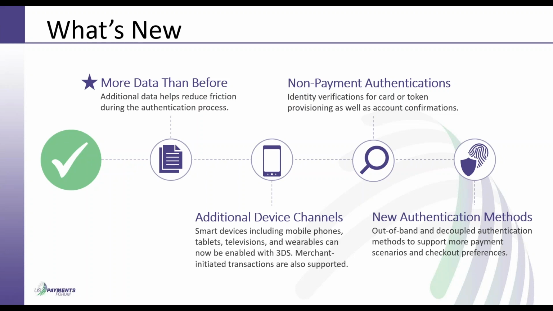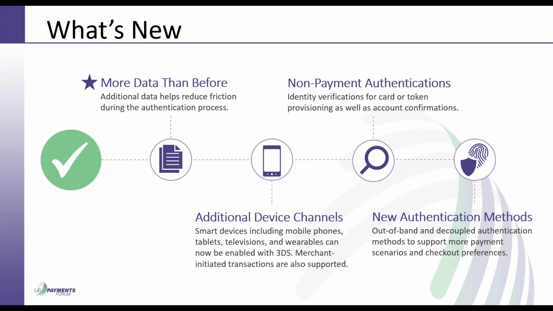Another feature that was added was the ability to perform non-payment authentication. And this can be used for activities like provisioning a card or token on file or within a digital wallet. And in addition to supporting a wide range of authentication methods, EMV 3DS introduces 2 new authentication methods to give merchants and issuers further flexibility in defining what the checkout and authentication experience will look like. Those new methods are out-of-band authentication and decoupled authentication.